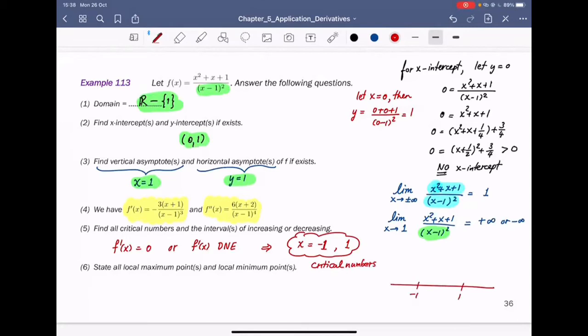So you want to figure out the sign of f prime. Again, you need to plug in the number.